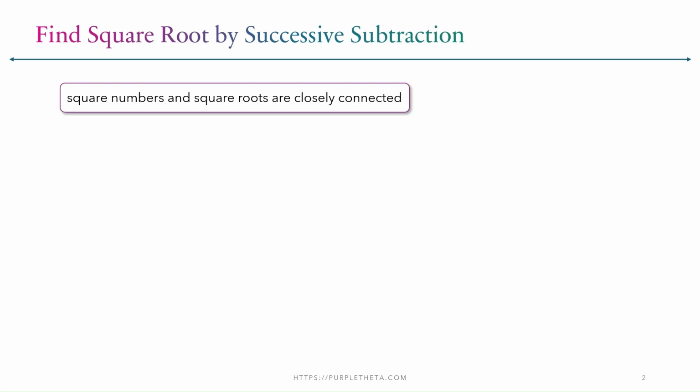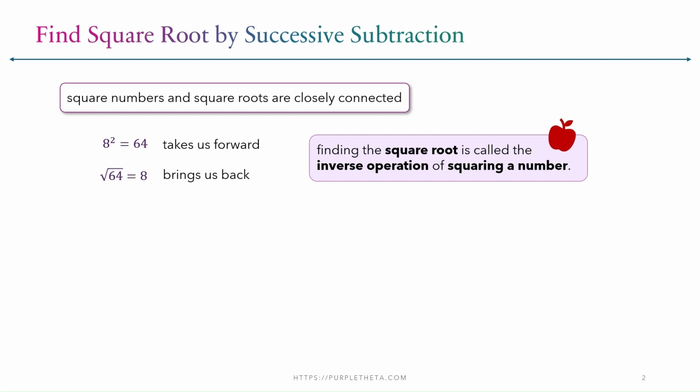Hi, in the previous video we learned that square numbers and square roots are closely connected. For example, when we square 8 we get 64, and when we find the square root of 64 we get back 8, right? So one operation takes us forward while the other brings us back. That is why finding the square root is called the inverse operation of squaring a number.